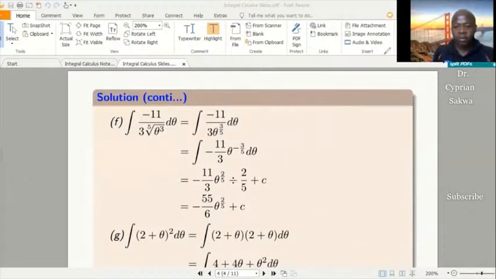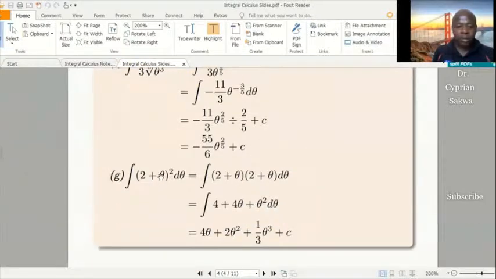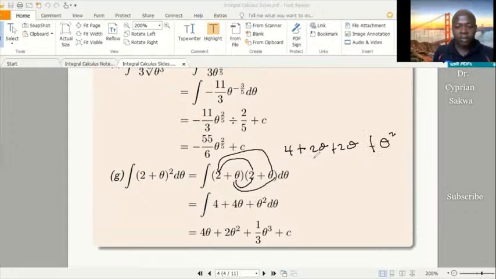And let's look at the other question, the following example. Now this one, it's easier to first of all expand this, and you can see that it's a square, so you just expand. How do you expand? 2 times 2 gives us 4. 2 times theta gives us 2 theta. And then theta times 2 gives us 2 theta. And now theta times theta gives us theta squared. And so when you add the 2 thetas you get 4 theta. That's why I have 4 plus 4 theta plus theta squared, d theta.